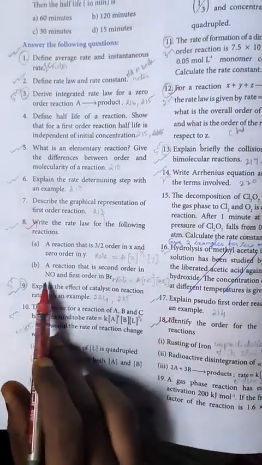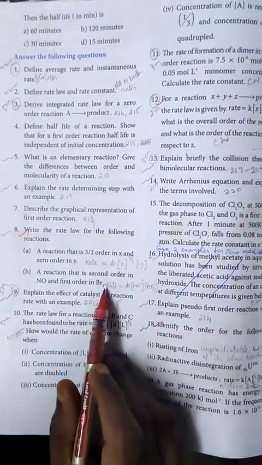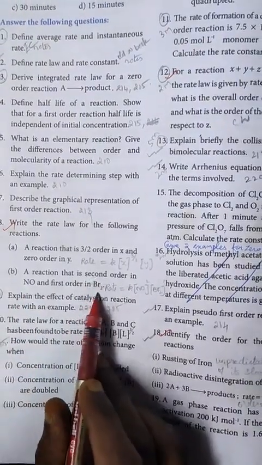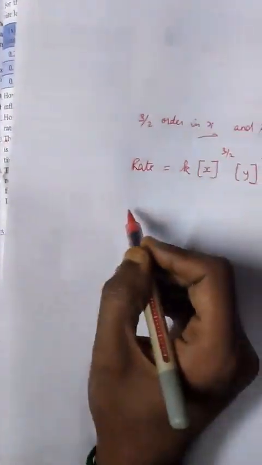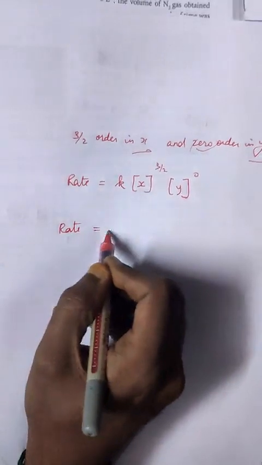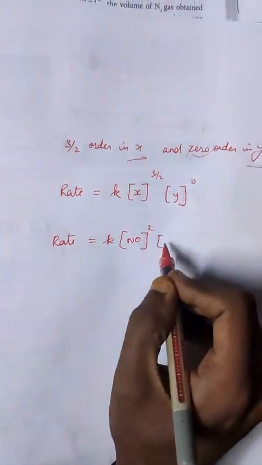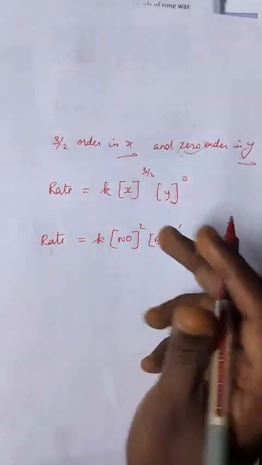Similarly, look at the second question. A reaction that is second order in NO and first order in Br2. So two reactants are there. One is NO and Br2. NO is in second order, Br2 in first order. So how to write the rate? Rate is equal to K into NO power 2 and Br2 power 1. So this is the answer.